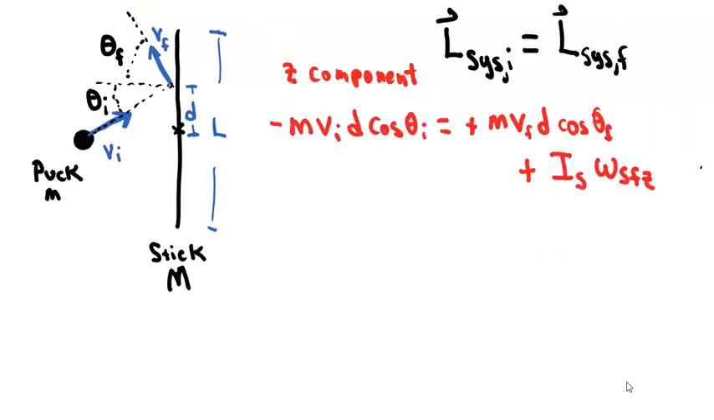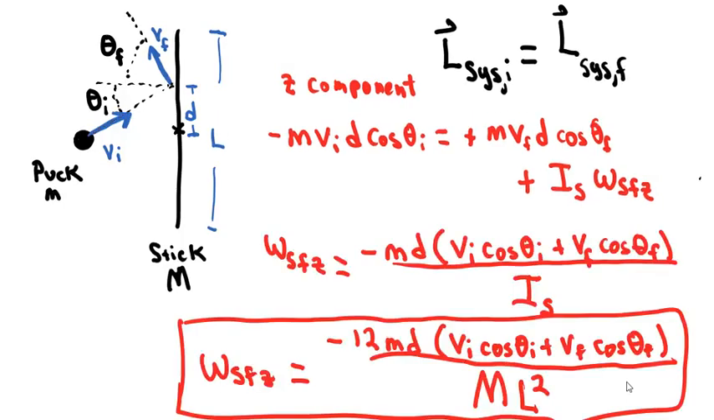Now we're in a position to plug all these results into our angular momentum principle, which says that for this case, the total final system angular momentum must be equal to the total initial system angular momentum. We'll write out only the z components here because we only have non-zero components along the z-axis. And we can see that we have only one unknown, omega sub sf, z component. So we solve for that to obtain this final result.